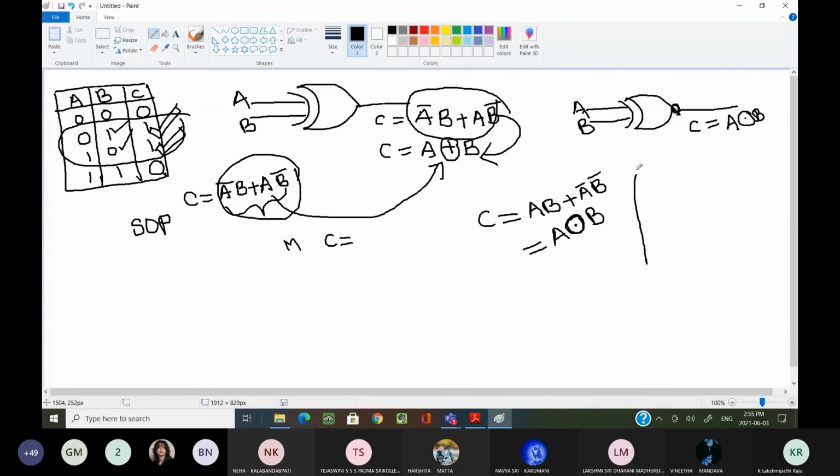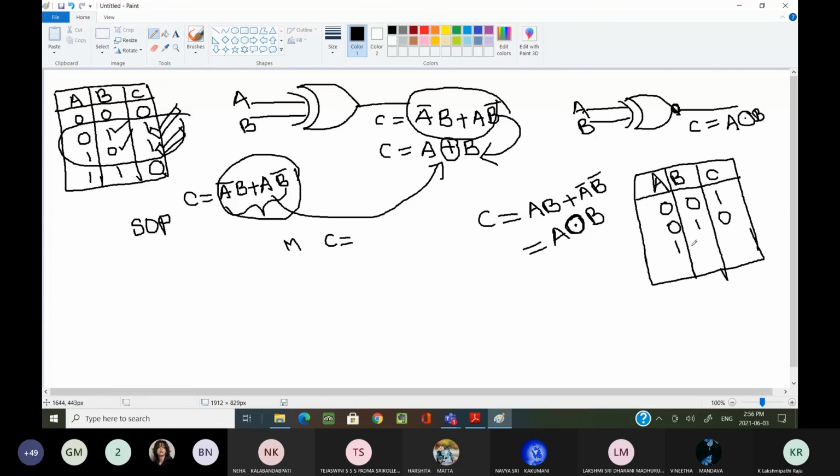Now if you want the truth table, now I am writing the two input XNOR gate truth table. A and B are my input variables and C is my output variable. 0 0, 0 1, 1 0, 1 1, with outputs 1 0 0 1. Opposite to the XOR gate. This is the truth table for the XNOR gate.